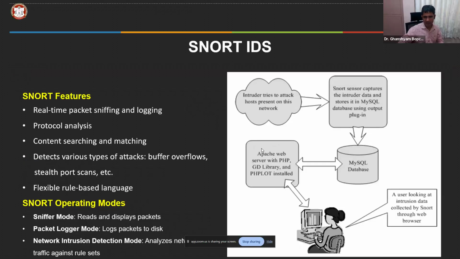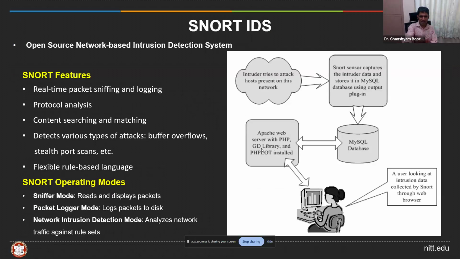As this talk is about IDS, we are focusing on the Snort IDS. Snort was created and developed around the 1990s, and later on Cisco took over managing Snort. When you look at Snort IDS, we assume that the intruder is doing the attack from the outside. The threat actor is outside our network, and he tries to attack a host present in the network.